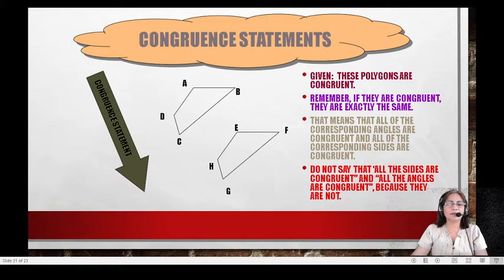Congruence statement. So we have here, polygon ABCD is congruent to polygon EFGH. This is the symbol of congruence. So, again, this is a polygon, or quadrilateral, or a trapezoid. Trapezoid ABCD is congruent to trapezoid EFGH.